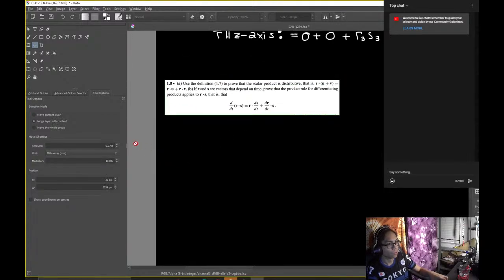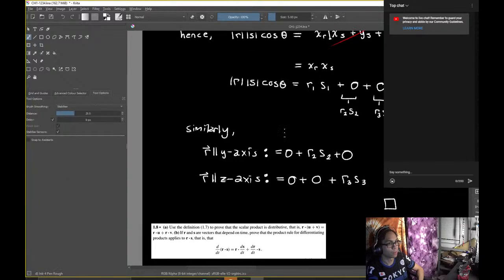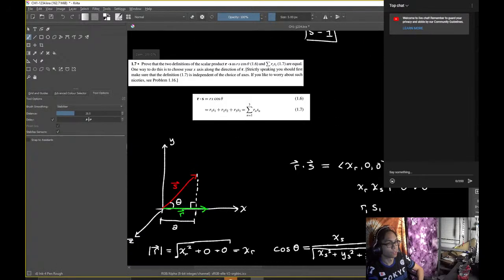Alright. Use the definition 1.7 to prove that the scalar product is distributive. That is, r dot (u plus v) is equal to r dot u plus r dot v. Okay, we could do that. Let's see what it says right here.